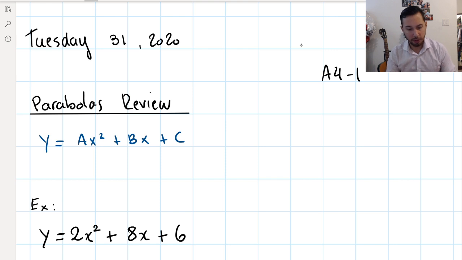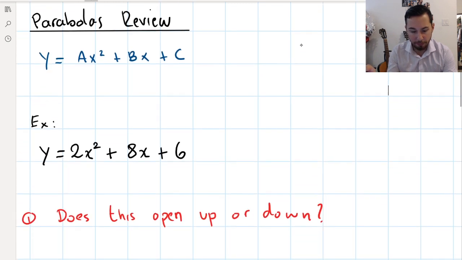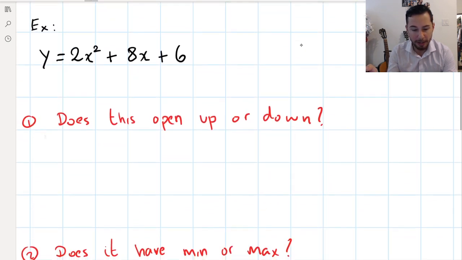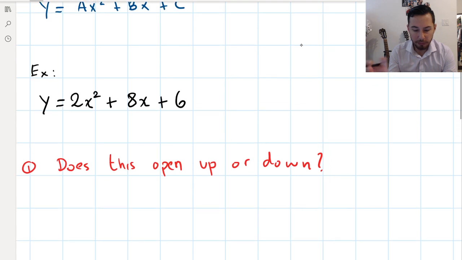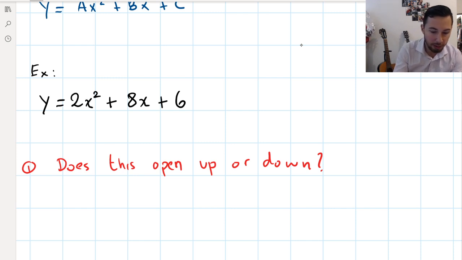So let's get started. The first thing I want to talk about is whether a parabola opens up or down. And this is something that you guys have gotten pretty good at. I need to look at my A value. If my A value is positive, then my parabola opens up. If my A value is negative, it opens downwards. So this is something that we should have written down. It's very simple. We should never get this question wrong.